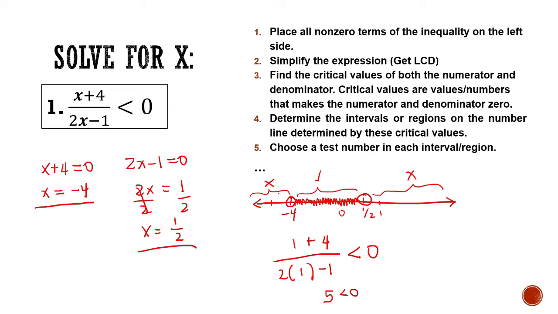So out of all the numbers, the numbers from negative 4 to 1/2 are the solutions of the rational inequality. We can write our answer in interval notation. From negative 4 until 1/2, negative 4 is not included and 1/2 is not included. So that is how we solve for x in a rational inequality.